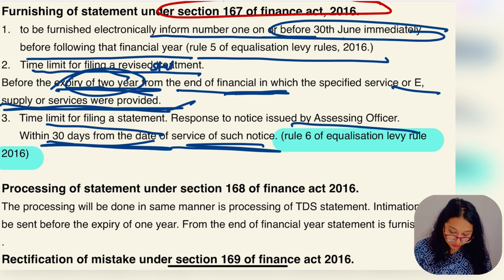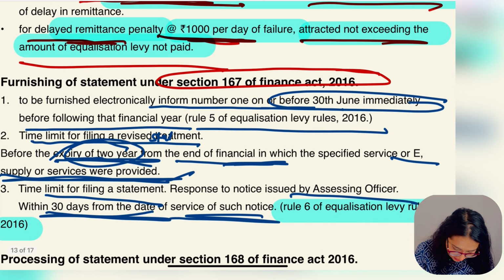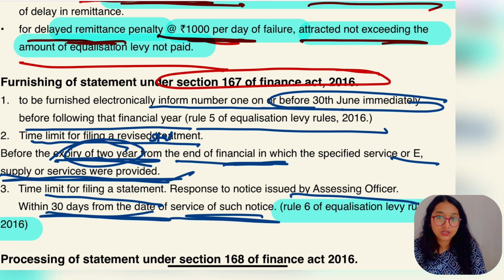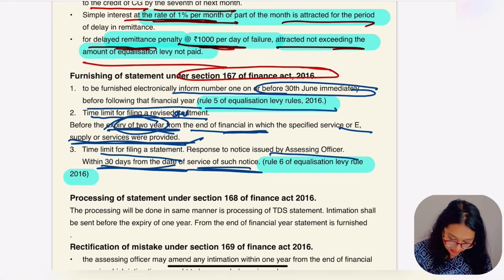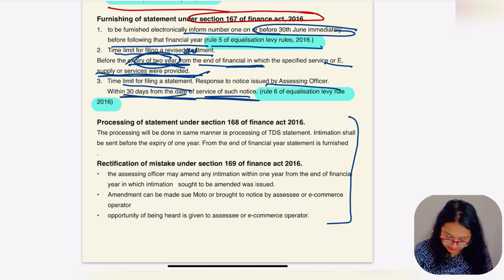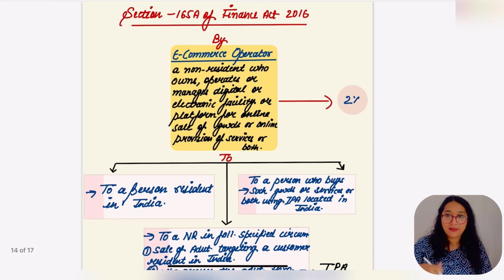And what was the time limit for filing a revised statement? 2 years from the end of the financial year, right? And before that, the statement is to be filed electronically before 30th of June, as per Rule 5 of the Equalization Levy. This part we are going to do. I just have to tell you something more about the Equalization Levy, then we'll come back to these 2 points.